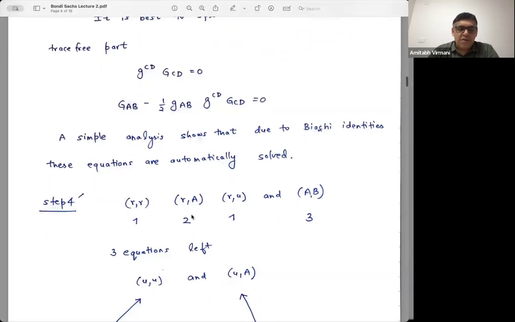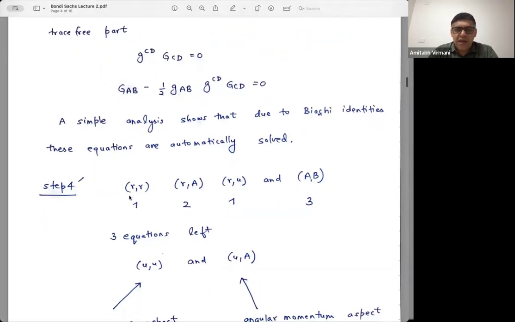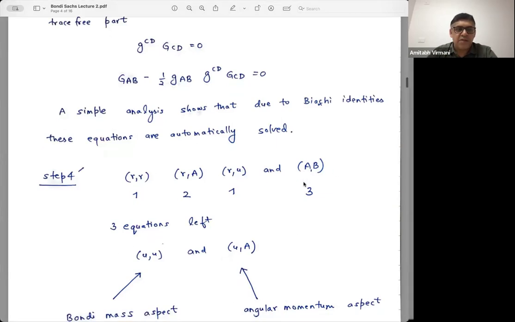So now you see what has happened. Out of 10 Einstein's equations, we have already solved many of them. The RR equation we have solved, the RA equation we have solved. The RR equation fixed beta, the RA equation fixed UA, the RU equation fixed V, and the AB equation did not fix anything. They are just automatically satisfied.